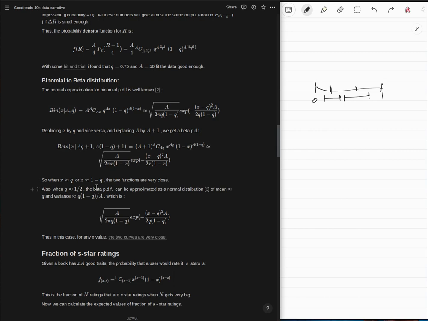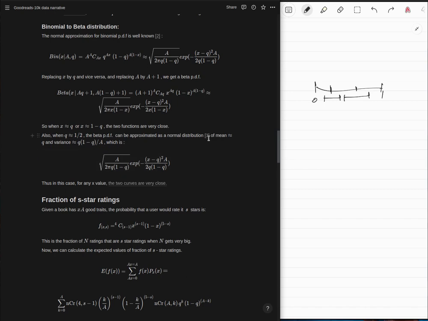So what we just did is get a motivation for why you should or you could use this approximation binomial to beta. Also, when q is approximately 1 by 2, the beta PDF can actually be approximated as a normal distribution like this, which is exactly the same thing as this thing. And I've not looked into the proof completely, but there is a proof, and I was short on time really.